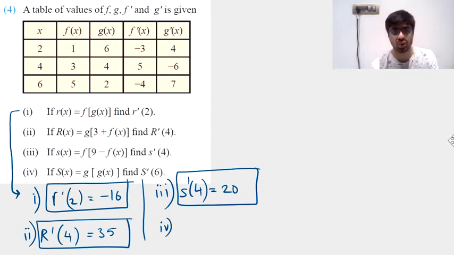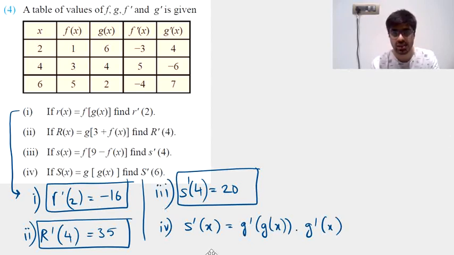And similarly, the fourth one, S of x is g of gx, find S dash of 6. So S dash of x, that will be g dash gx into g dash x. We need to put x as 6.